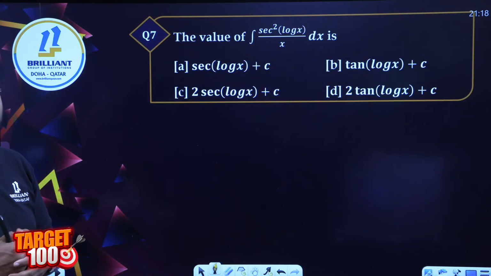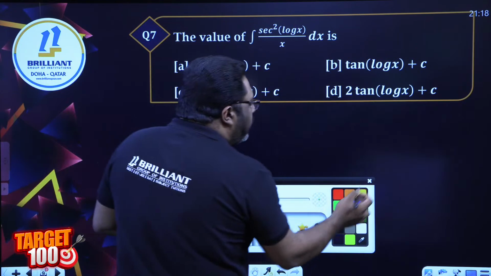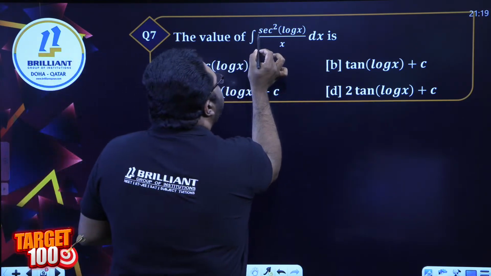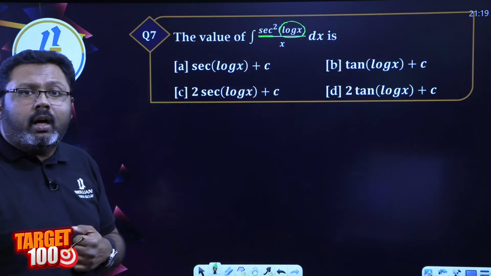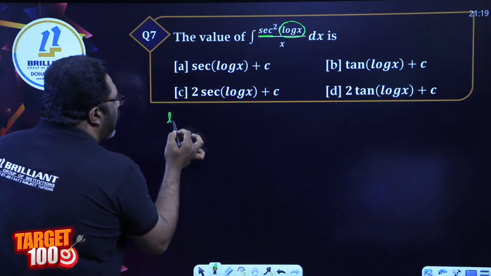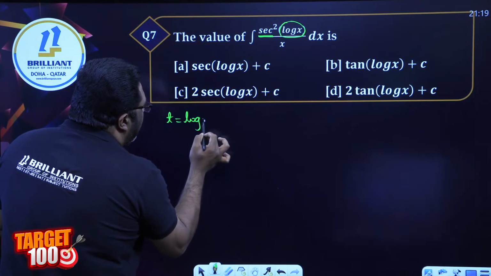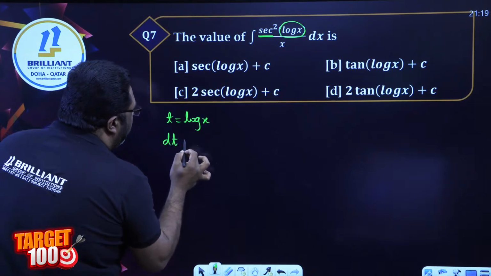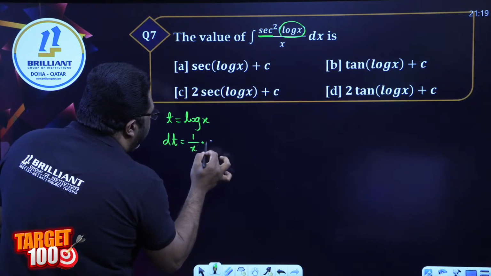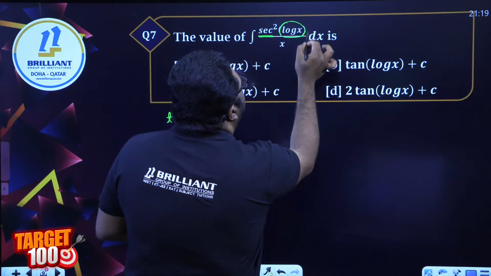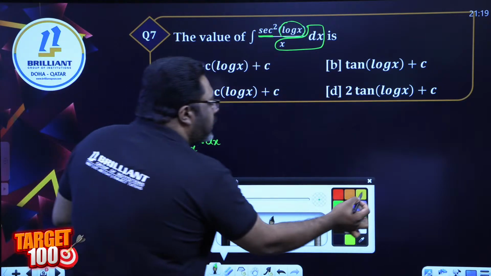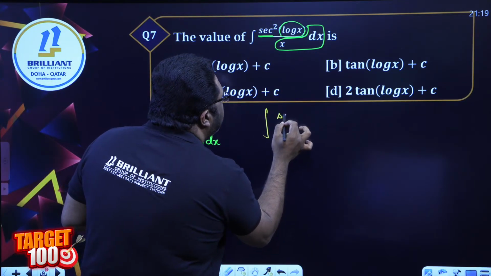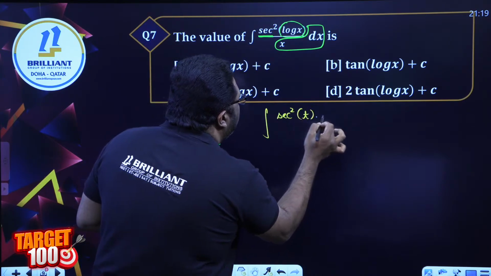The value of the integral of sec squared log x by x. So here let us put, again, very clear: sec squared is an integrable function, but log x inside sec squared is not. So that should be substituted. So t is equal to log x. What's the derivative of t? 1 by x dx. We have that here, right? dx by x. Now you take the integral and you get sec squared t dt.